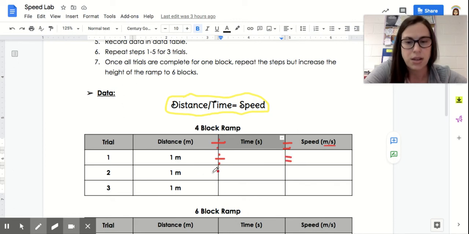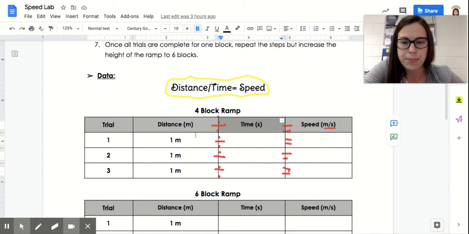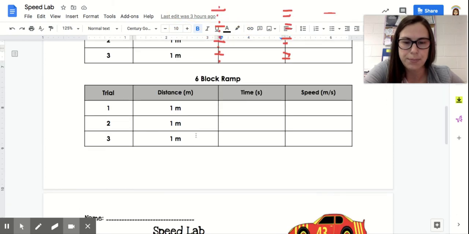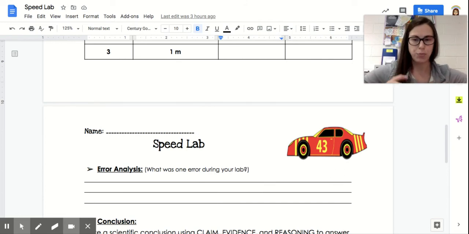Same thing, distance, which is 1 for all of these. 1 divided by your time equals your speed. Our distance divided by our time equals the speed. You're going to do that for all of your data. So that includes our trial for 4 blocks and our trial for 6 blocks. After that, put all of your supplies back in your bin.